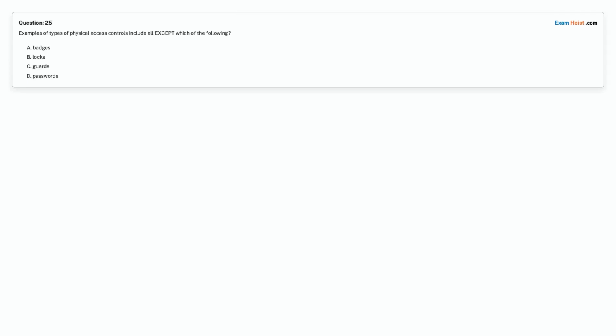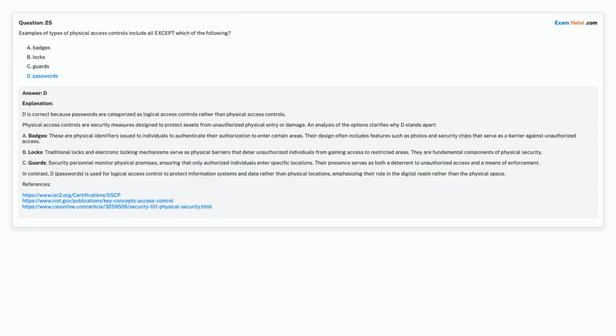Question 25. Examples of types of physical access controls include all except which of the following? Option A. Badges. Option B. Locks. Option C. Guards. Option D. Passwords. Choose the correct answer. Correct answer is option D. Passwords.